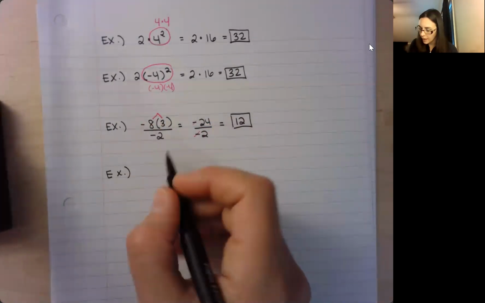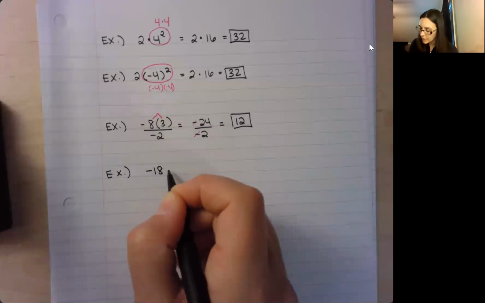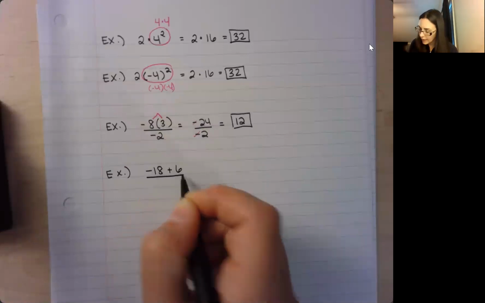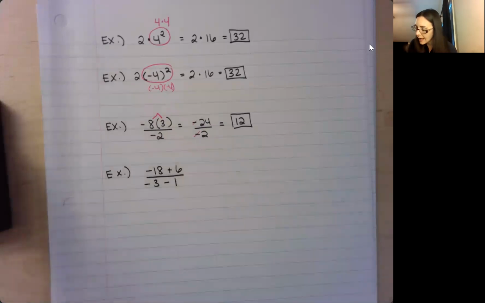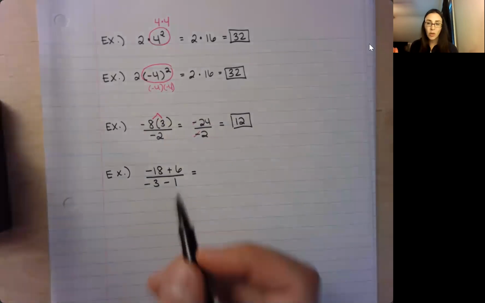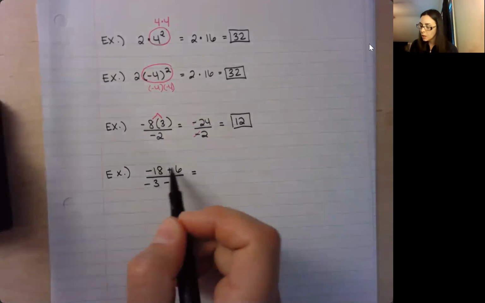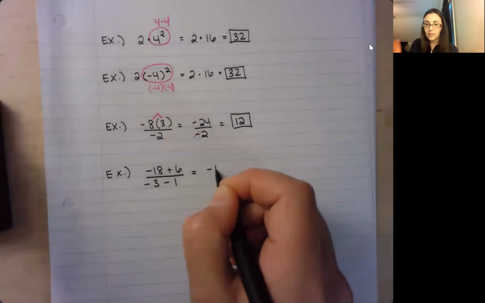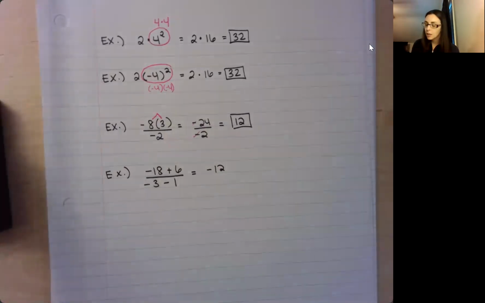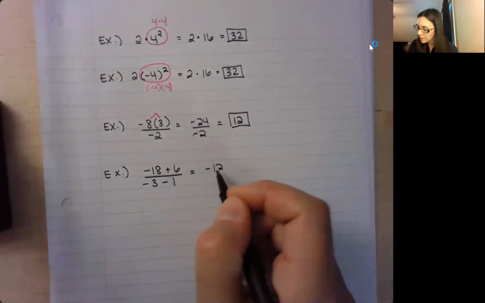All right, how about negative 18 plus 6 over negative 3 minus 1? Again, I have that fraction bar, so I'm going to do my numerator and denominator separately. I don't have too much going on, though. I just have addition in the top. So negative 18 plus 6 is going to be negative 12. I have different signs, so I subtract those values. And I have more negative, so it stays negative.